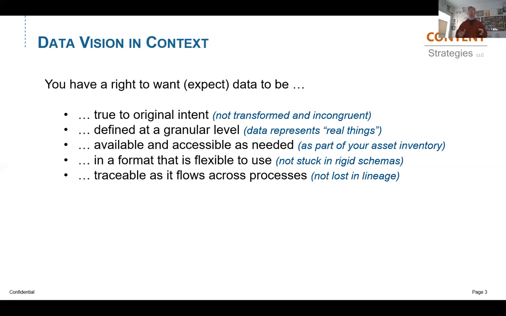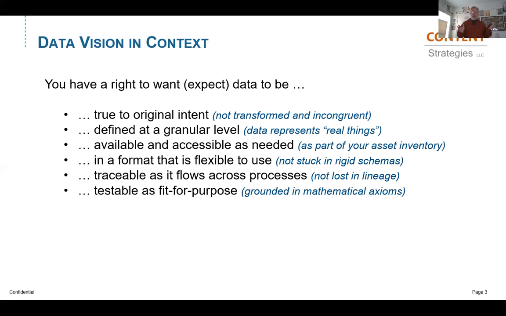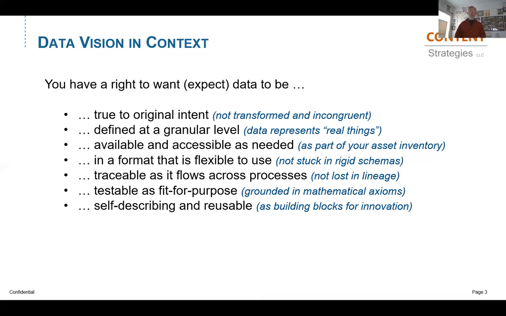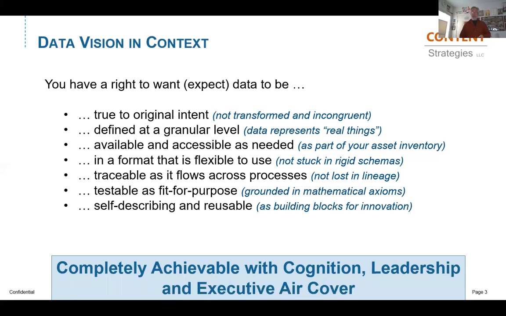We need it to be traceable as it flows across our systems and through our calculations and into our aggregation processes. We'd like it to be testable for fit for purpose to make sure it matches all of the logic requirements for processing as well as the quality requirements, and that should be done automatically. We'd like it to be self-describing so that the meaning of the data is embedded in the content itself and reusable, right? This is building blocks for us to put the data to work.